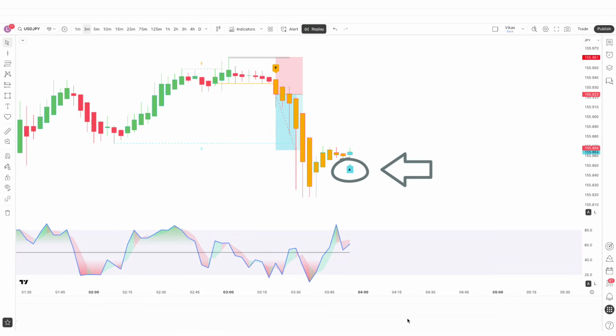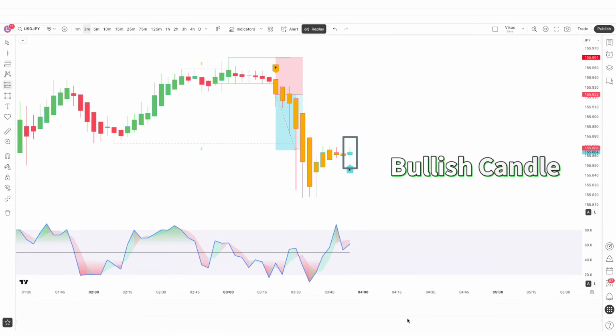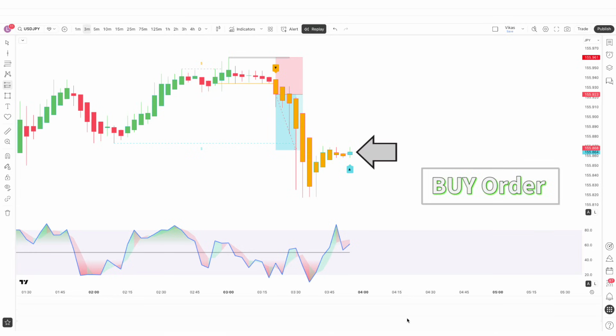Here, the swing failure arrow of this indicator is a buy signal. Here, the blue line of the adaptive stochastic oscillator is above the zero line. Here, the market has made a bullish candle to give confirmation. So all our conditions are being fulfilled. So we are placing an order to buy.